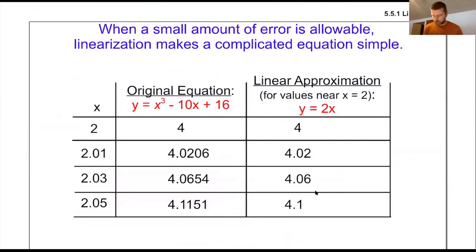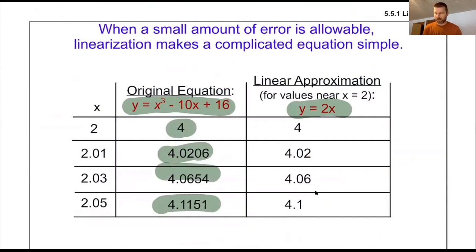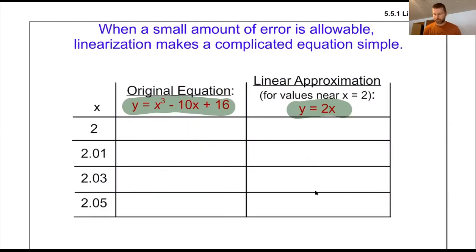Here I've got an original equation of x cubed minus 10x plus 16. There's my approximation of y equals 2x. Now I already have these values filled in, so I've got an exact value. But if those weren't filled in, which equation would you rather use to approximate these values of x? All right? They're super quick with y equals 2x. Just plug them in. 2 times 2 is 4. 2.01 times 2, well, that's easy, 4.02. 2.03 times 2, 4.06. 4.1. Those are really quick and easy.